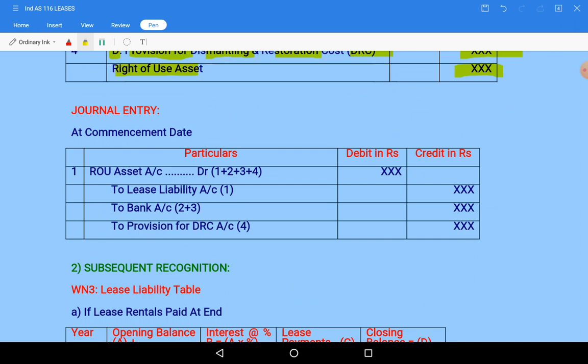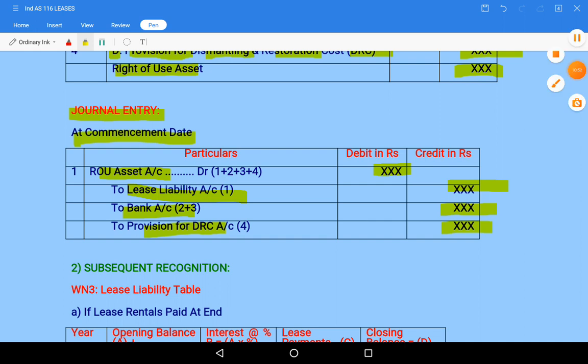Next, journal entry on the commencement date: right of use of asset account to lease liability to bank. This includes initial direct cost and any advance payment. Those two will be credited along with the lease liability, and provision for dismantling and restoration cost. All this together you will get as right to use asset account. So these are the things we need to consider in the initial recognition.